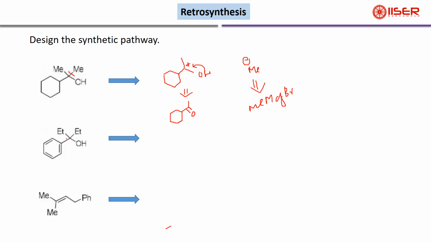Similarly, this one can also be generated from this ketone. So there can be two pathways. One is, if you disconnect this ethyl group, then it can be generated from this phenyl ethyl ketone. So ethyl phenyl ketone and ethyl magnesium bromide.